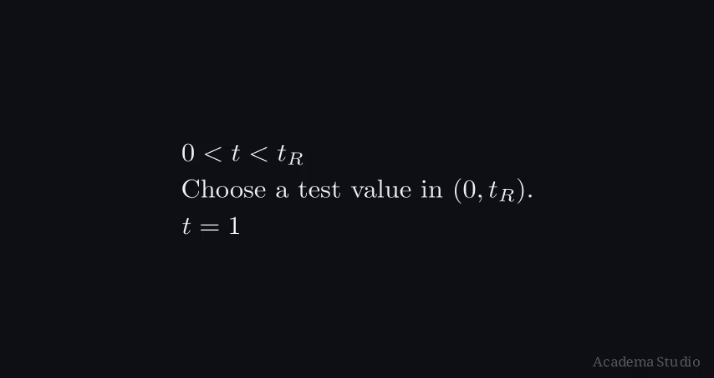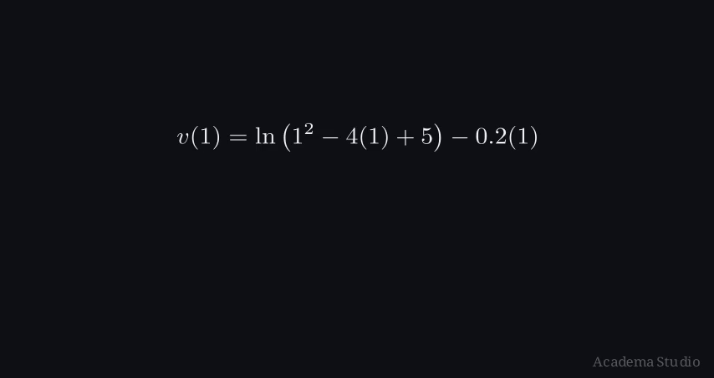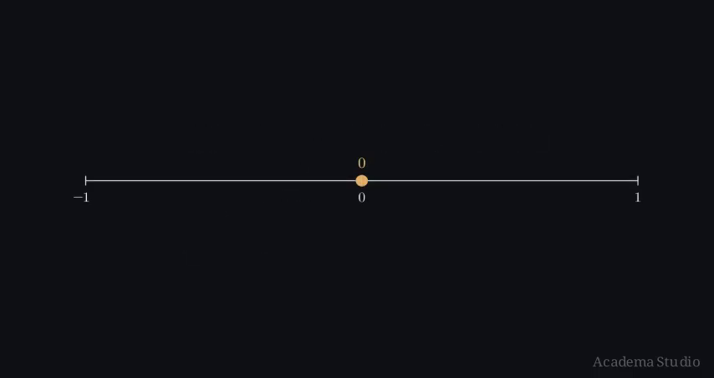We must now determine whether the particle moves to the right or to the left before t sub r. We choose t equals 1, which lies between 0 and t sub r. v(1) equals natural log of 1 squared minus 4 times 1 plus 5, minus 0.2 times 1, equals natural log of 2 minus 0.2, which is about 0.493. v(1) is greater than 0. The question tells us there is only one zero of the velocity between 0 and 2. Since the velocity is positive at a test point before t sub r, it is positive throughout the interval from 0 to t sub r.